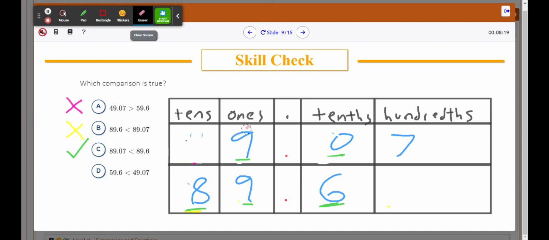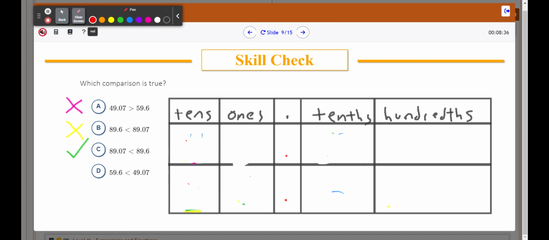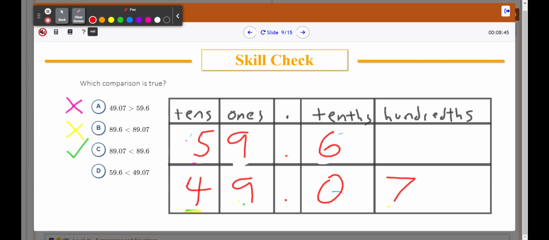And we could just do the last one for fun, just to double check. Always go through all your answers just in case you might have made a mistake. So let's go ahead and put the last numbers in there. The last numbers are, as we saw earlier, 59.6 and 49.07. Make sure your numbers are in the right columns. Right off the bat, we see that 5 is greater than 4, not less than. So D cannot be the answer. So your answer is C. 89.07 is less than 89.6.